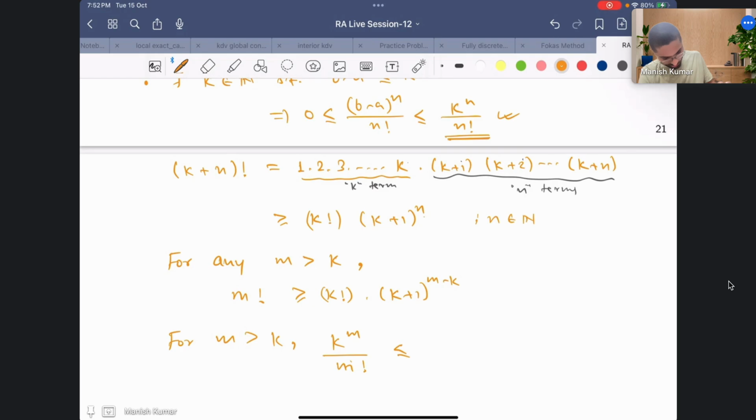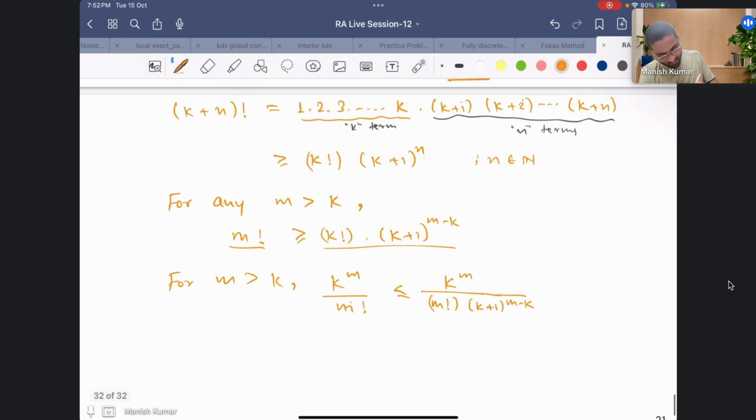Okay, so now I'll use this bound. Now I have got this k by m. I know that this m factorial is bounded by this quantity, so I'll put it there, m factorial, and then I have got this k plus 1 raised to the power m minus k. Okay, so this is for m greater than k.